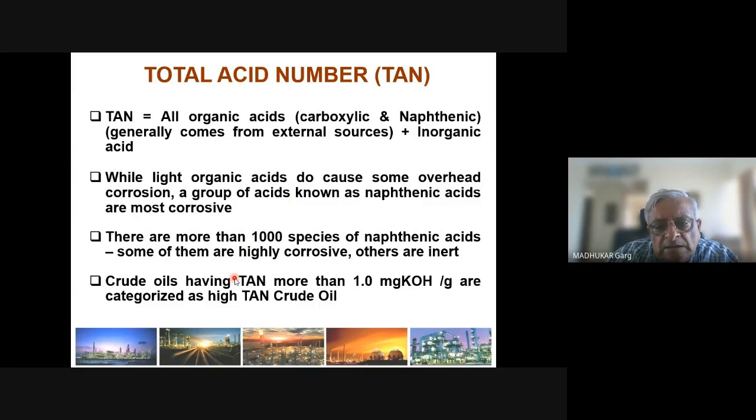Generally speaking, we try to limit the TAN content of the crude oil to less than 1 milligram of potassium hydroxide per gram. What do I mean by milligram of potassium hydroxide? There is a titration method by which you can determine the naphthenic acid or carboxylic acid content in the crude oil, and that is measured in terms of the amount of KOH, milligrams of KOH per gram. So we try to limit it below 1 so that there is no accelerated corrosion of the refinery equipment.